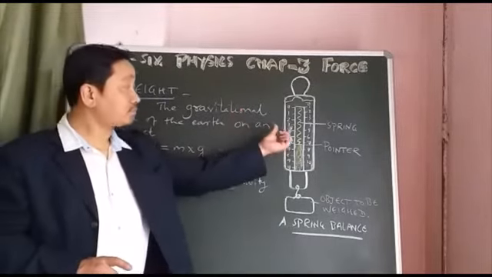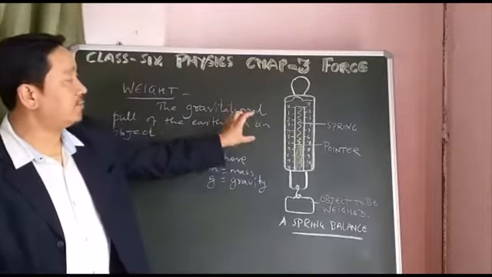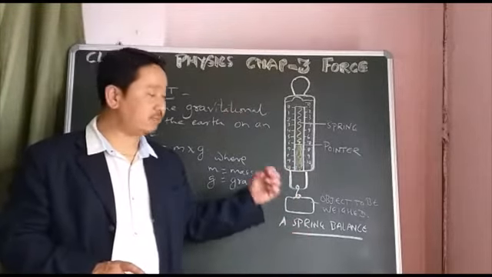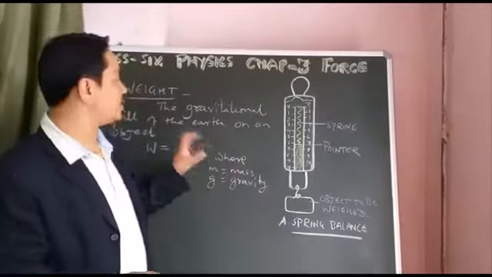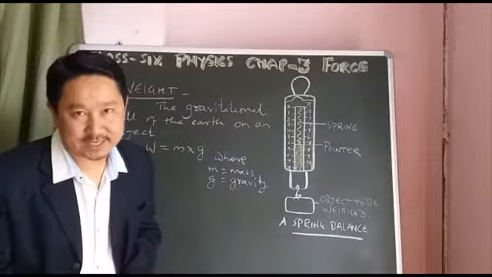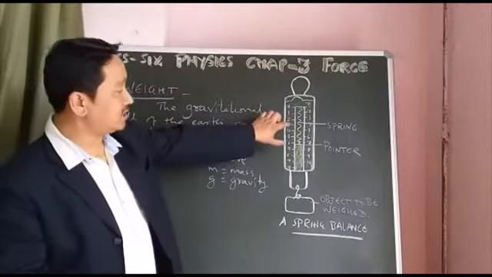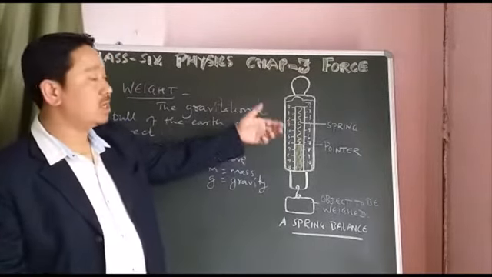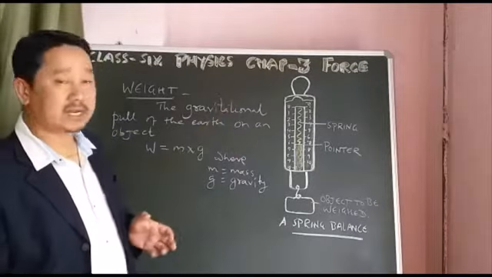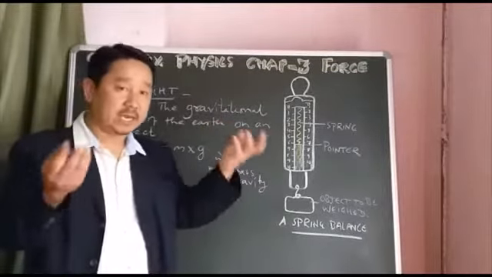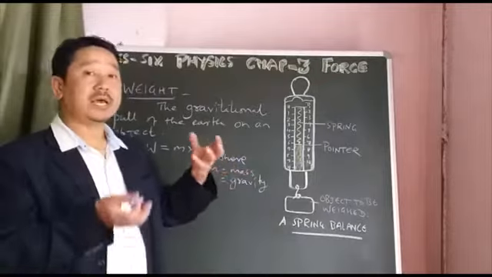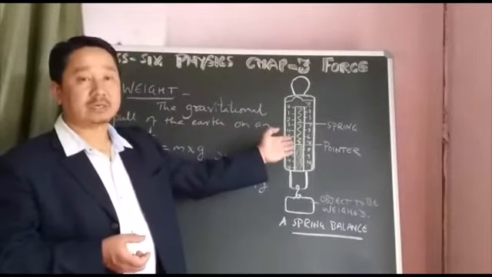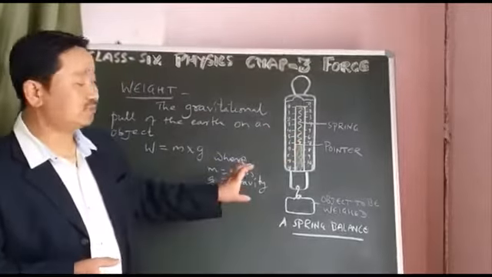Weight is measured with the help of a device which is called a spring balance. Spring balance is a device with which the weight of an object is measured. Alright, so this is the diagram of the spring balance. You must have seen it in the markets also, when you go to the vendors to buy some things. When they have to measure the weight of something, you must have seen them using this kind of device, which is called a spring balance.